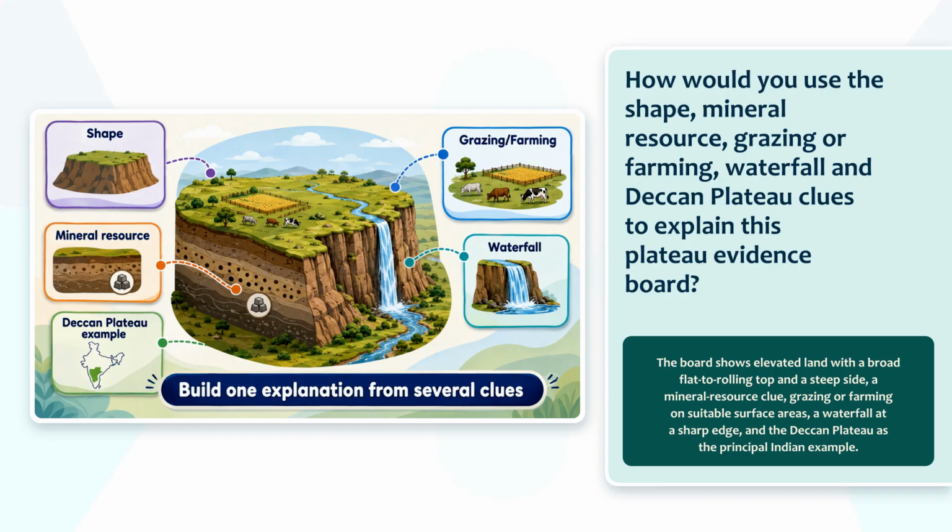The board shows elevated land with a broad flat to rolling top and a steep side, a mineral resource clue, grazing or farming on suitable surface areas, a waterfall at a sharp edge, and the Deccan Plateau as the principal Indian example. The explanation uses several clues and avoids saying plateaus are perfectly flat or that minerals occur only there. You are ready to identify plateau landscapes and explain their resources and uses with evidence.